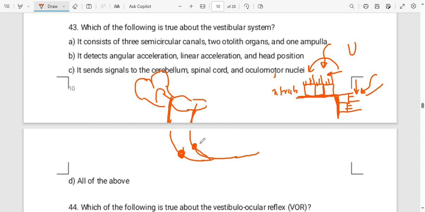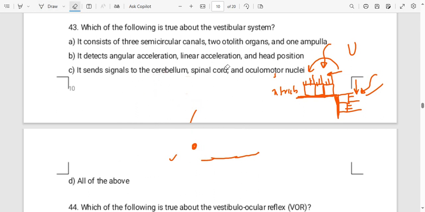So you can see you have got two vestibular ganglia, and then you have got one spiral ganglion that picks up auditory information, not balance. So in total in the ear we have got three ganglia.